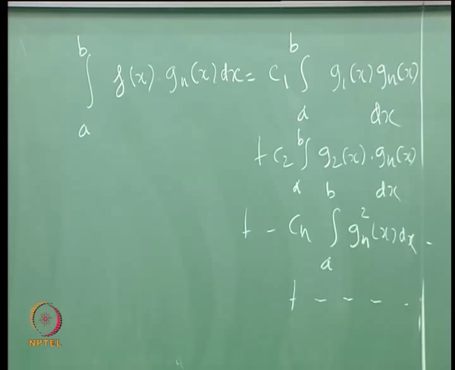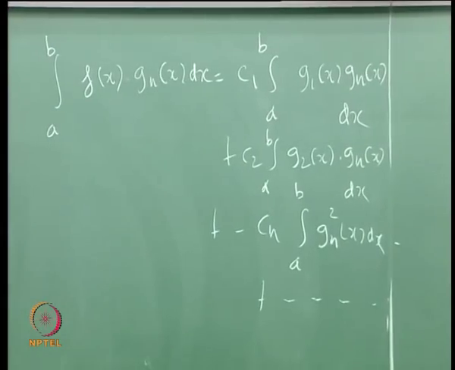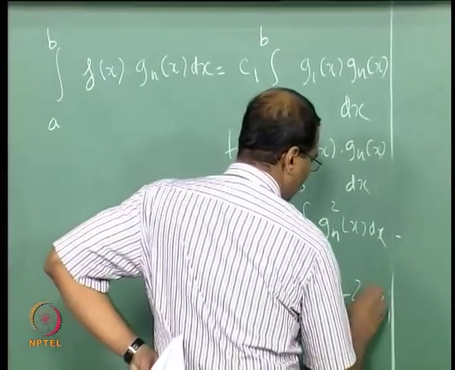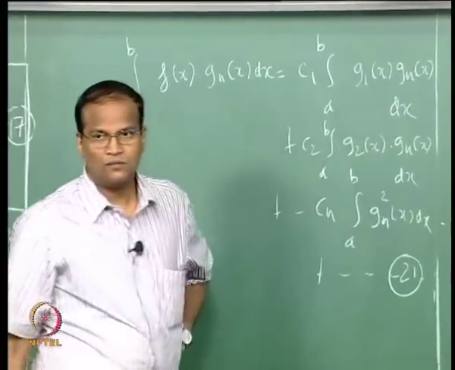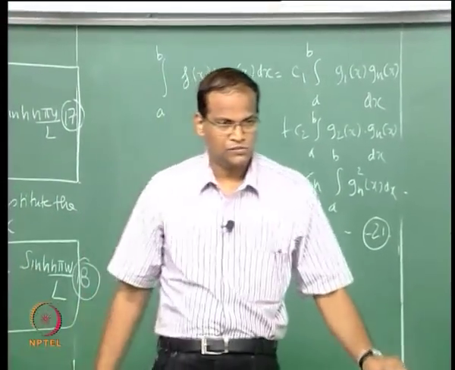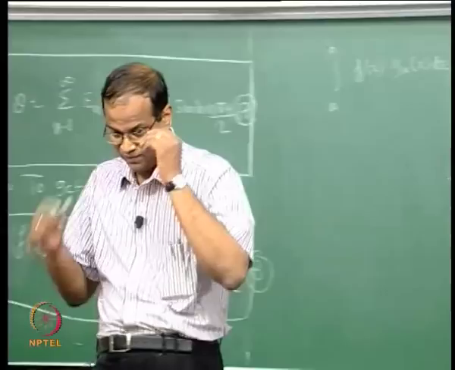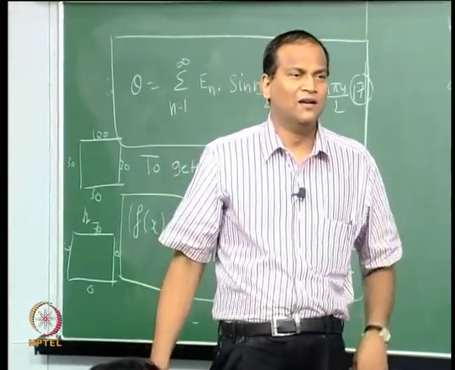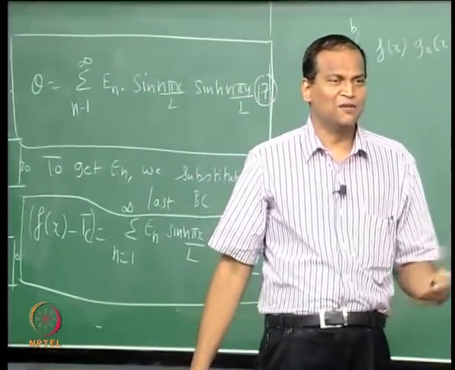nothing great. I just did f of x gn of x. For f of x I have substituted from equation 20. What is the big deal? The big deal is, there is a big deal here.